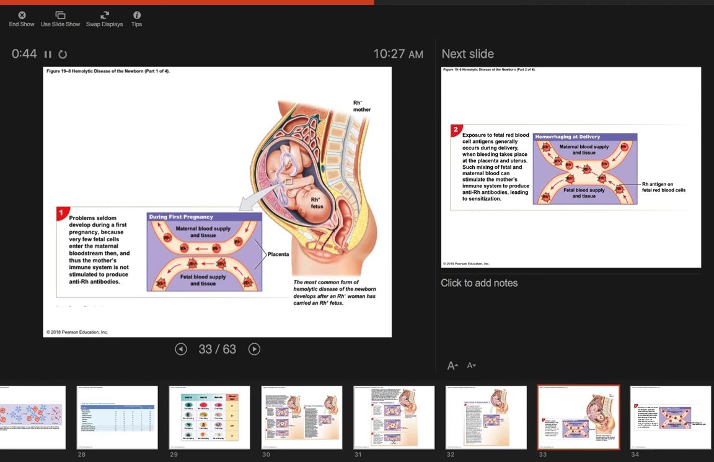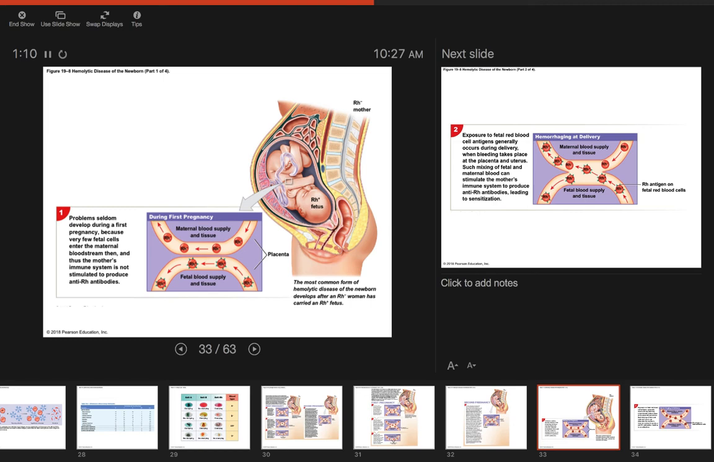All right, so let's look and see what happens. Here is mom during her first pregnancy. And this is her blood up here, and this is baby's blood down here. So in her blood, we can see that she's Rh negative. So we can see on her red blood cells, she does not have the Rh antigen, right? The baby, though, we look at the baby's blood, and the baby has the Rh antigen on the blood.